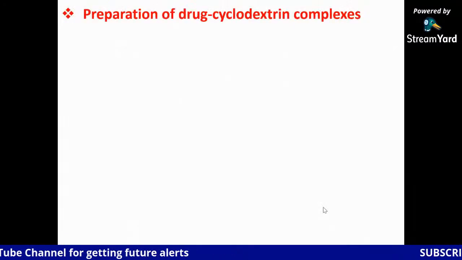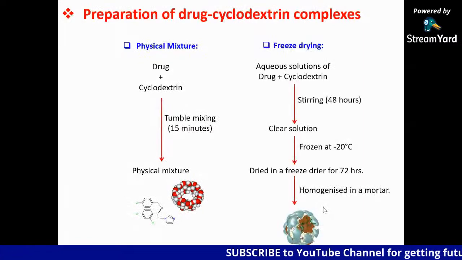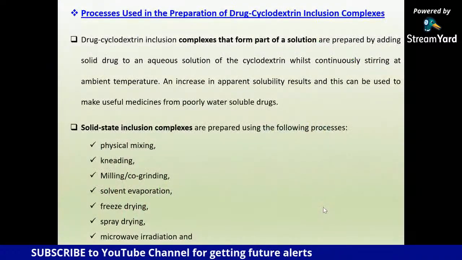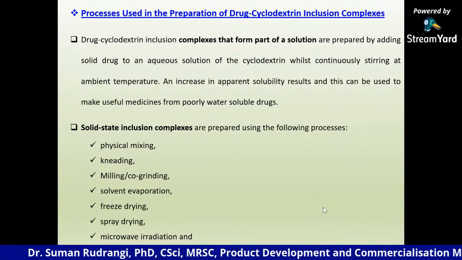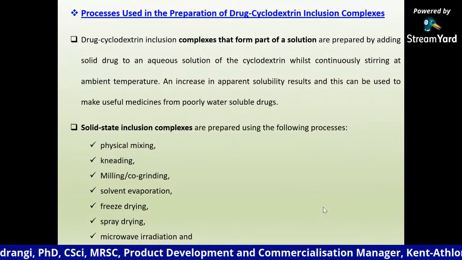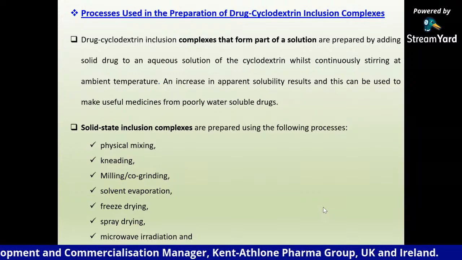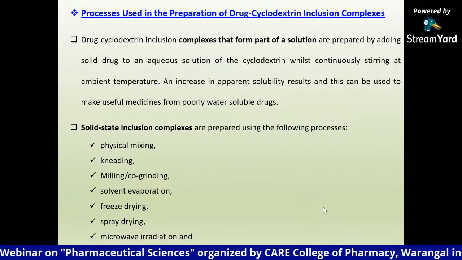I can just show you one small image where it will be useful. So the drugs are added to the aqueous solutions of the cyclodextrins while they're continuously stirred at ambient temperature. And the increase in apparent solubility results, and this can be used to make useful medicines from poorly water soluble drugs.